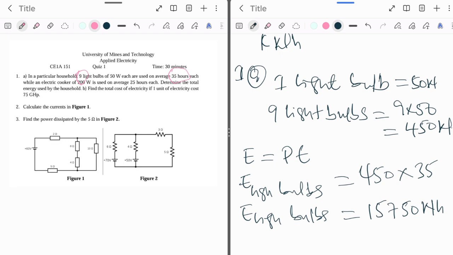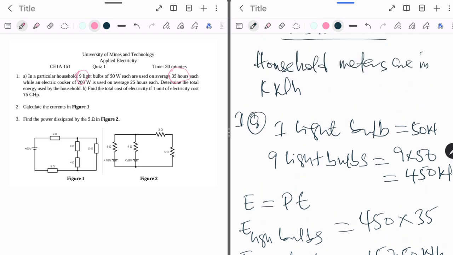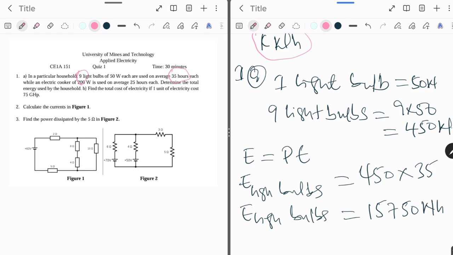Now once you've gotten this, remember I said the units should be expressed in kilowatt hours when you come to the metering. So I'm going to change this to kilowatt hours. In terms of kilo, that will give me 15.750 kilowatt hours. So we get this.